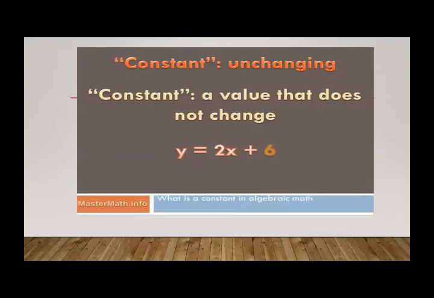The next is constant. Constant means unchanging. A constant is a value that does not change. There is another example, y equal to 2x plus 6. We see 6 is the constant because we can't change 6. It will remain the same.